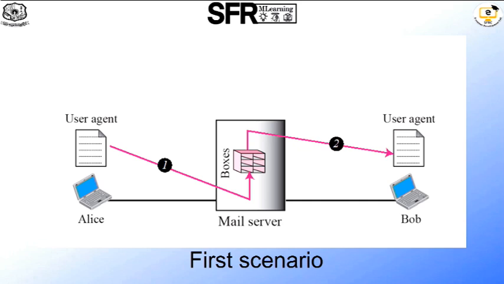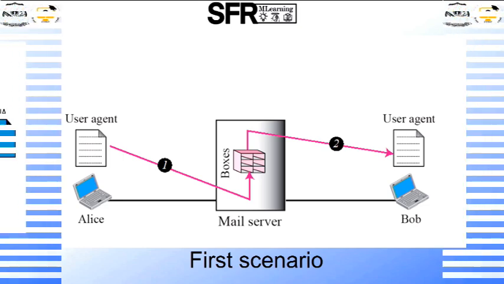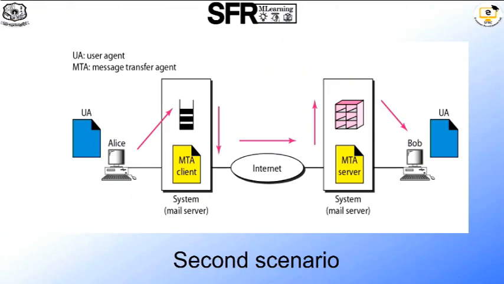Only the owner of the mailbox has access to it. Here is the diagram: when Alice sends a message to Bob, Alice runs the user agent program to prepare the message and store it in Bob's mailbox. Second scenario: in this diagram, the sender and the receiver are users on two different systems.